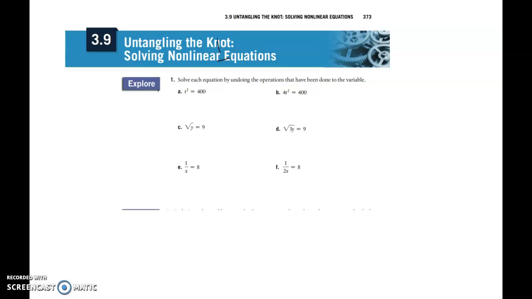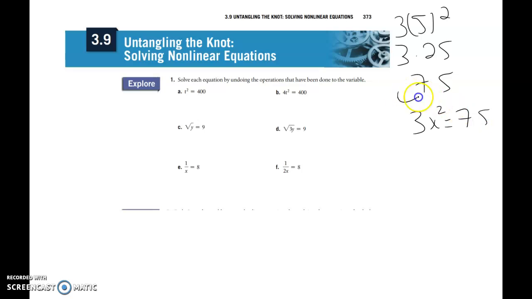All right, so right now you actually know more than maybe you think you know. Remember, if you're doing order of operations forward, say something like this, you would square first, multiply by 3, and get 75. So think about if you're solving an equation that looks like this, you would do everything backwards because you don't know what x is. You're solving for x, so you would do reverse order of op.